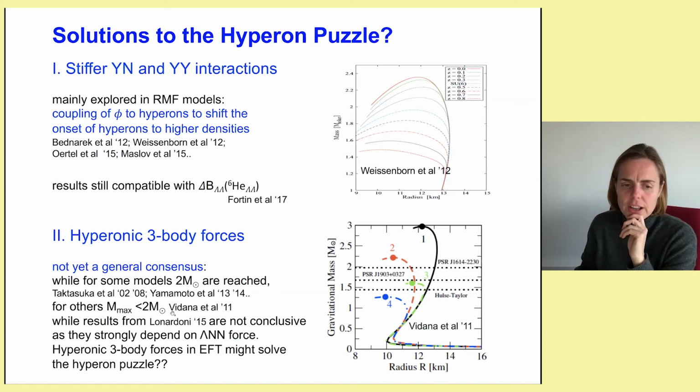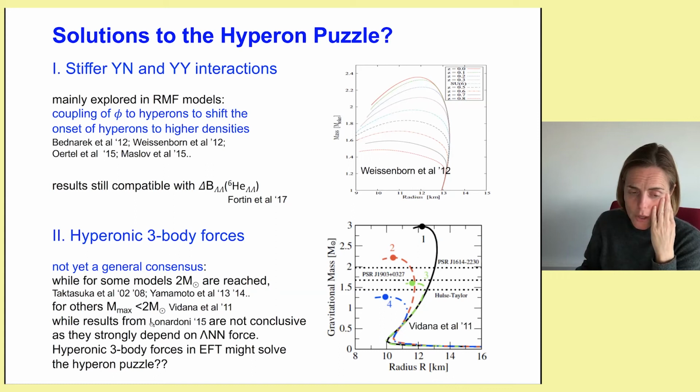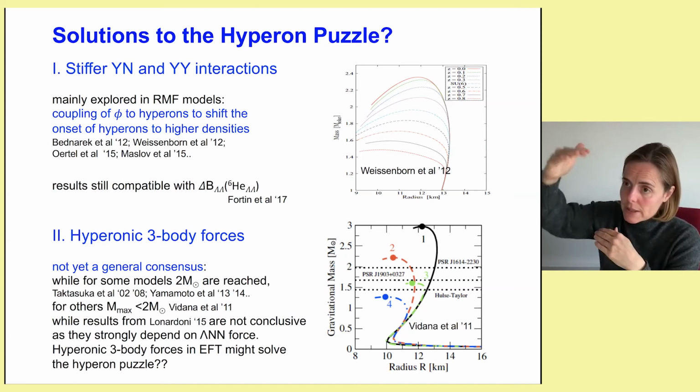Okay, thank you. My conclusion, at least from reading, was that there is no general consensus. Some are with these hyperonic three-body forces reaching two solar masses, others maybe not, as you mentioned. There was also quantum Monte Carlo, including these three-body forces, the lambda-nucleon. And then, as you said, these hyperonic three-body forces and chiral EFTs push the mass to two solar masses. This is in the direction of your paper, right, Ignacio?